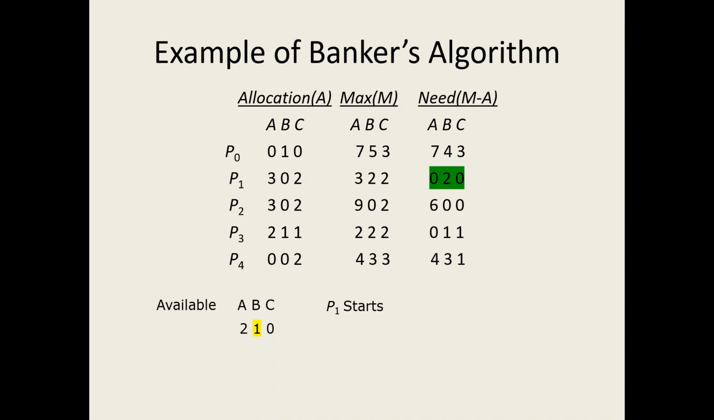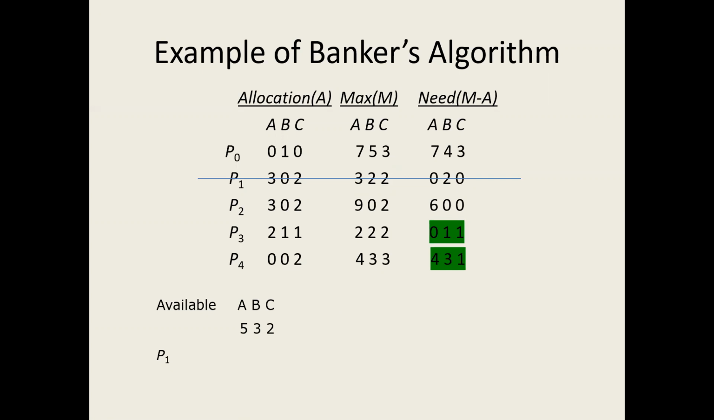Right? P1 can start. So P1 will complete its execution. And what happens at the end? It will release the maximum allocation, that is 3, 2, 2. Right? So it will release the resources. Then it would be 5, 3, 2 available after P1. Right? So we can remove P1. That means P1 is completed.